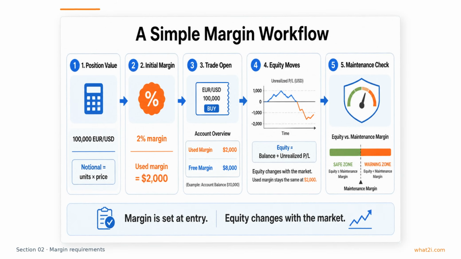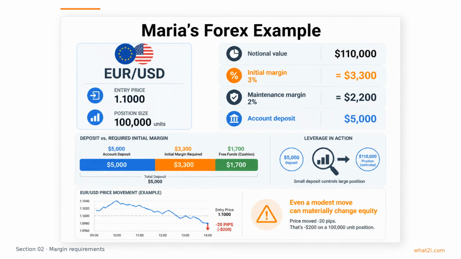in the account. After that, monitor equity as unrealized profits and losses change with the market. The key ongoing check is whether your equity remains comfortably above maintenance margin, because that is what determines whether the trade can stay open. Maria's example shows how quickly leverage can make a modest market move matter.